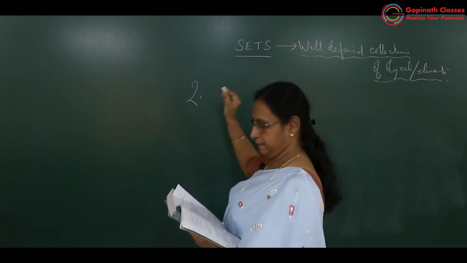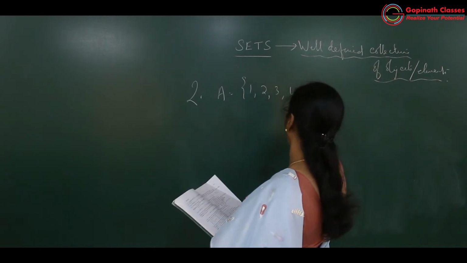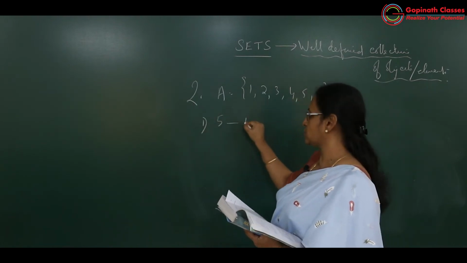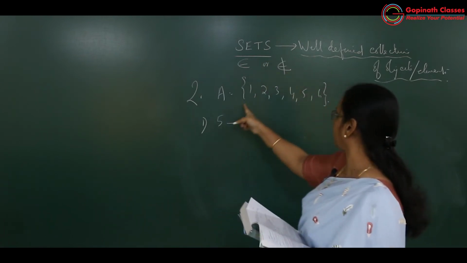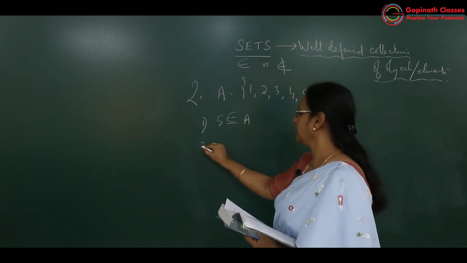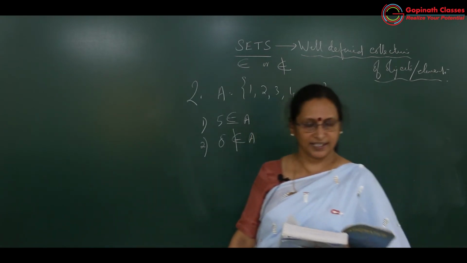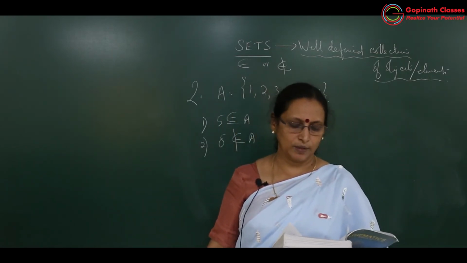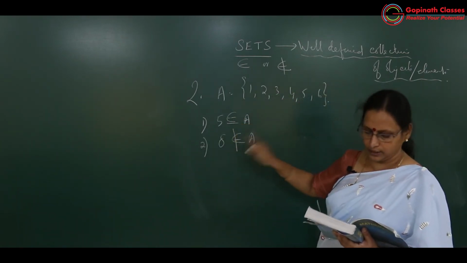In main question number 2, A is equal to 1, 2, 3, 4, 5, 6. Now blanks are given in it. First question is 5 blank A. We have to fill it with belongs to or does not belong to. You can see 5 belongs to A. So, we will fill it 5 belongs to A. Second one, 8 does not belong to A. Very easy, I think you can do the rest by yourself. 0 does not belong to A, 4 belongs to A, 2 belongs to A, 10 does not. So, if it is an element then belongs to, if it is not an element then does not belong to.